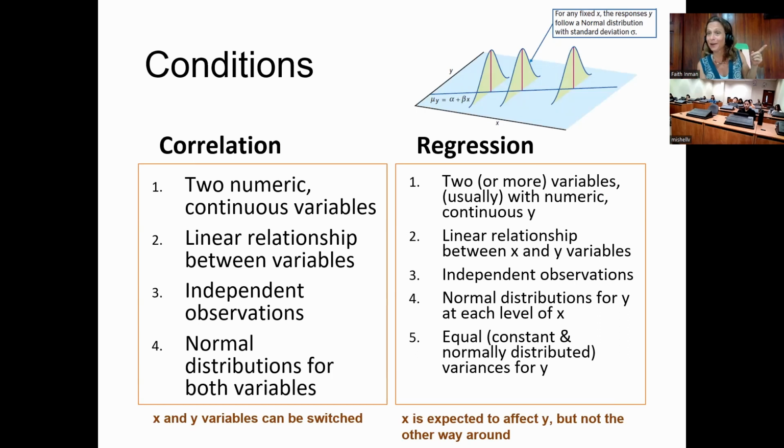Remember, with chi-squared, we were testing relationships between two categorical variables, right? Now we're looking at two continuous variables. With the t-test and the ANOVA, it was one categorical, one numeric, right?